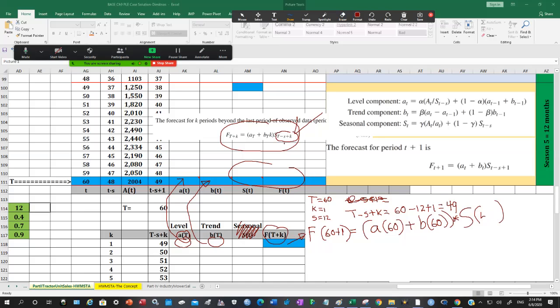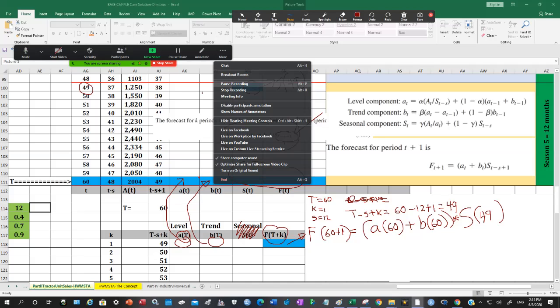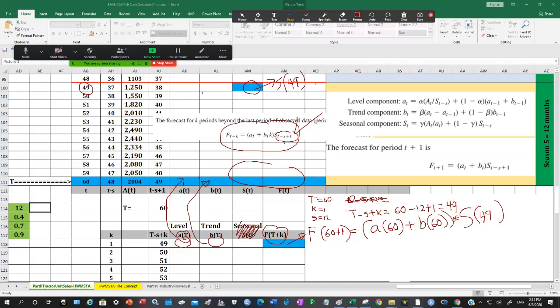Of 49. But we know that this is the seasonal component in period 49, which is where it is right here. See, this is period 49. This right here, this is S of 49. Okay, this is 49. So we can find this guy right here. Similarly, we can find this here.